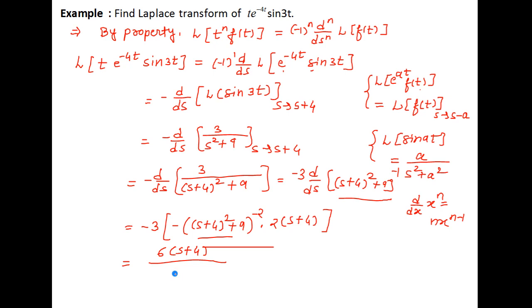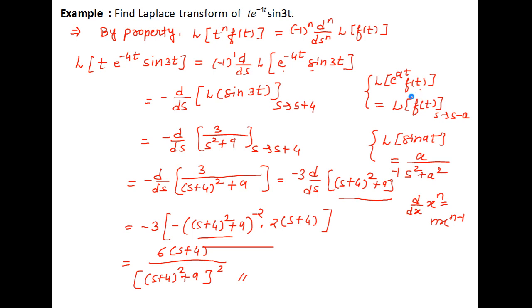Now simplifying, minus 3 into minus is plus 3, 3 into 2, 6 in bracket s plus 4 upon s plus 4 whole square plus 9 bracket square. That is our final answer. Okay, this is how we can solve the example by using the properties. This time we have used two properties. First is the property where the function is multiplied by t, powers of t, and second we have used the first shifting property.